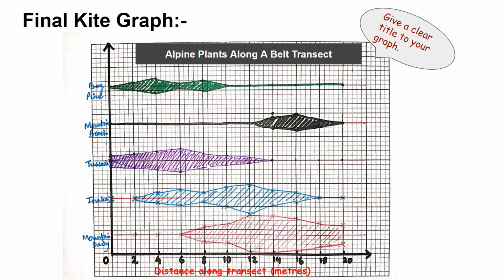Remember, these are still hypotheses. So mostly ecologists use kite diagrams as the beginning of their research. They begin with this hypothesis using the kite diagram, and then they do further research to see.